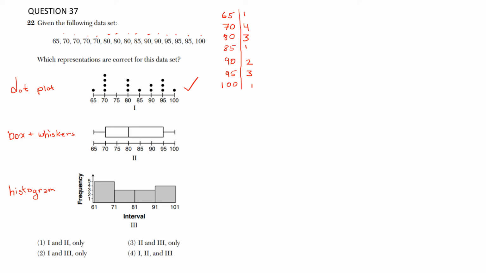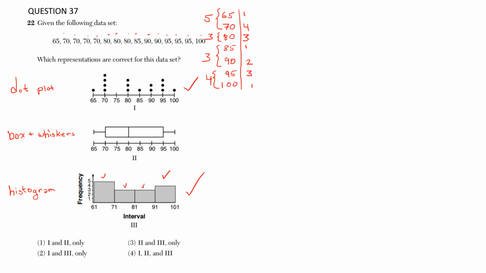We have intervals on the bottom. So this interval is 61 to 71. So the first interval encompasses these 2 values, right? We add them up, and that gives us 5. And this is 5, that's correct. 71 to 81, that's just this one. 3, that's correct. Interval 81 to 91, which covers these values. Added up, you get 3, that's correct. And then finally, we have 91 to 101, which covers these values, and that adds up to 4, which is correct. So we know that the histogram is also right.